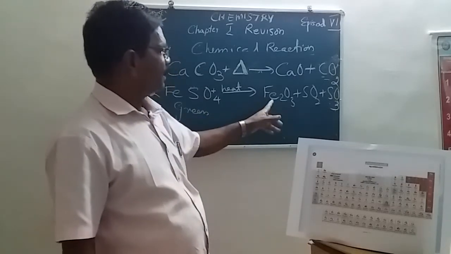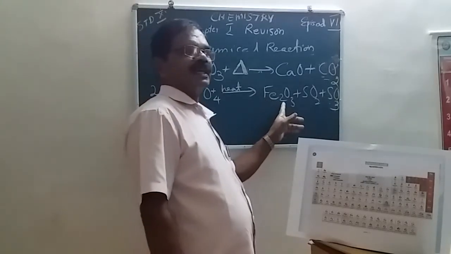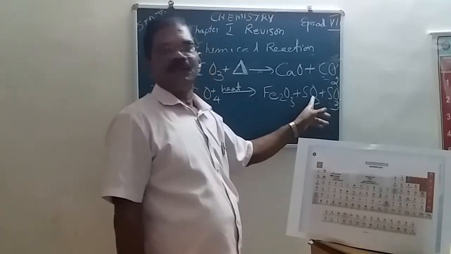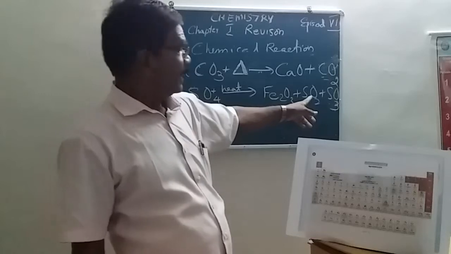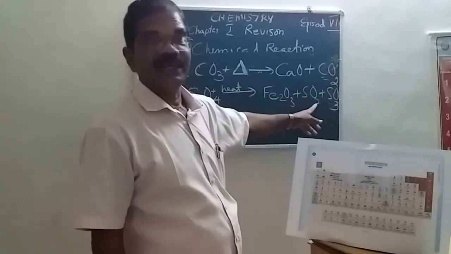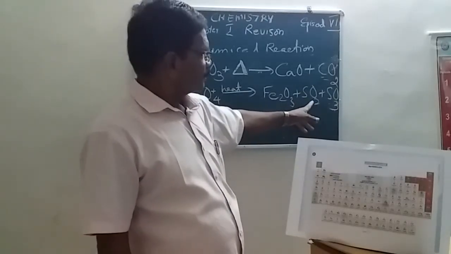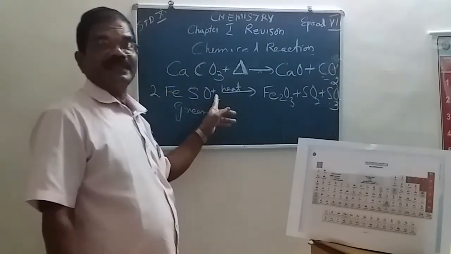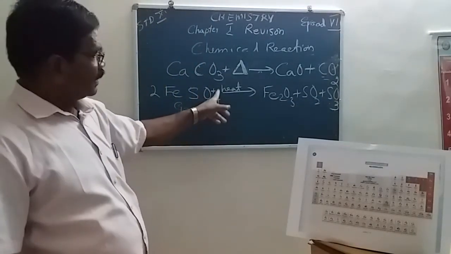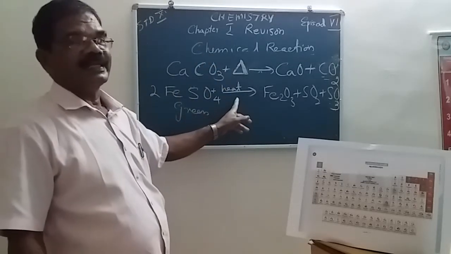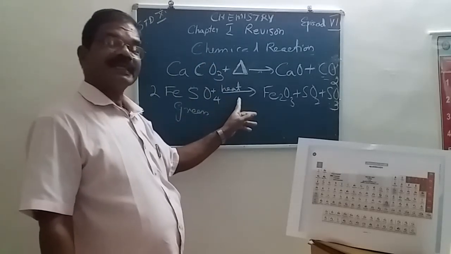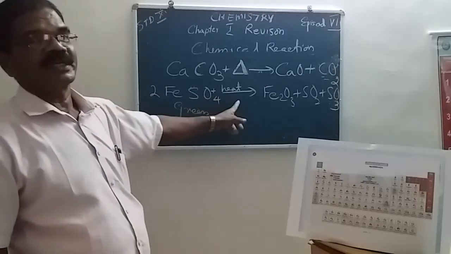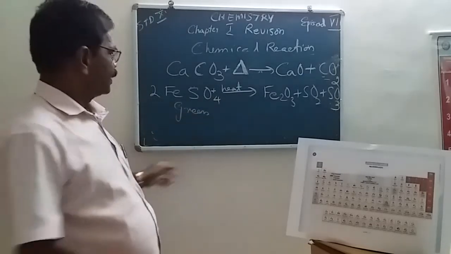On heating it changes to brownish black ferric oxide, and at the same time a smell of burning sulfur is spread through the glass wool. Sulfur dioxide and sulfur trioxide. It is an example of an endothermic reaction and at the same time thermal decomposition. That is, this decomposition is brought out by heat.